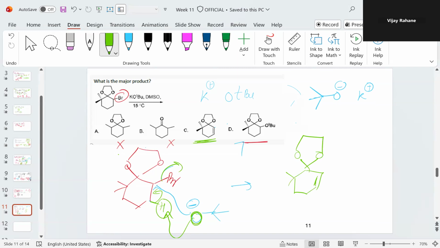Now you need to think of which is the more feasible product. Does anyone have any guess here? Because of the bulky tert-butyl group, the elimination reaction occurs dominantly, because nucleophilic attack on such a sterically hindered site is not that feasible. So the proton abstraction followed by the elimination reaction occurs. So the C product is the correct answer.